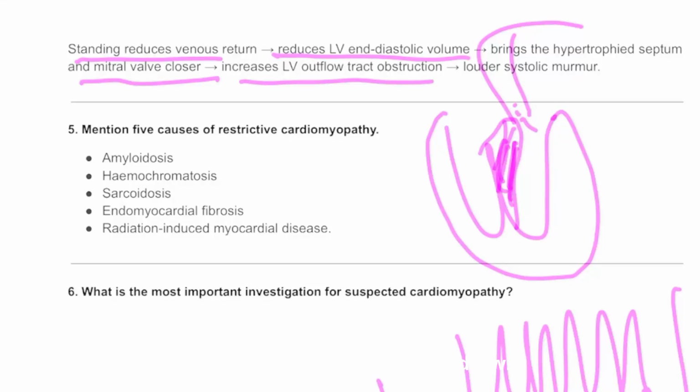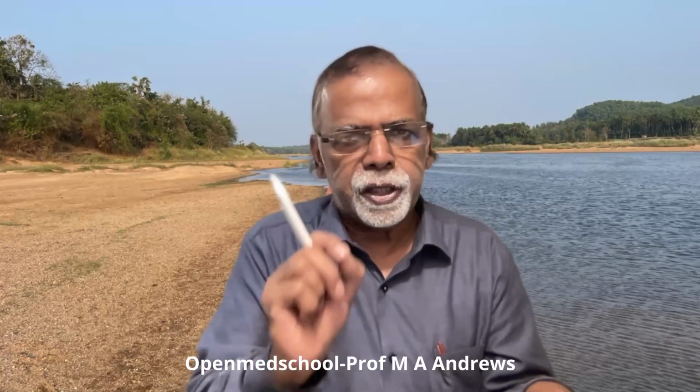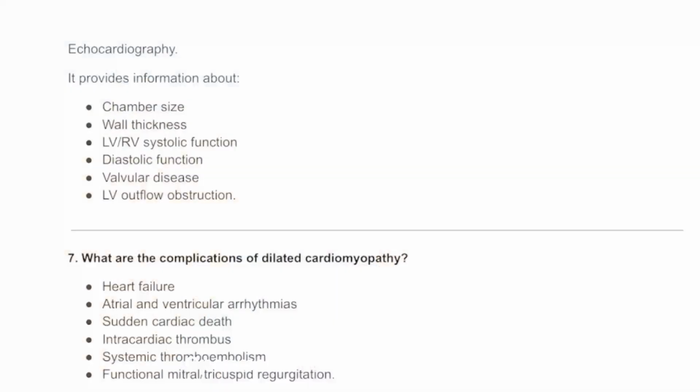What are the mentioned 5 causes for restrictive cardiomyopathy? We have already mentioned amyloidosis, hemochromatosis, sarcoidosis, EMF, and radiation-induced myocardial disease. So remember, restrictive cardiomyopathy is a disease where most often there is an underlying medical problem. So now we go to the most important investigation, which is echocardiography. That gives chamber size, wall thickness, systolic function, diastolic function, and valvular disease.